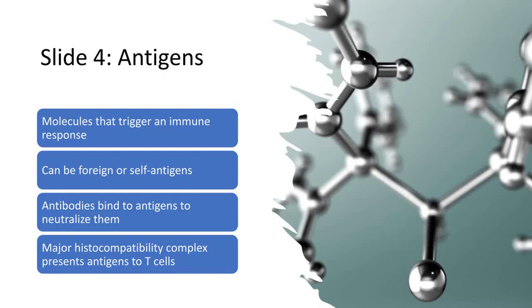Antibodies, produced by B cells, bind to antigens to neutralize them and mark them for destruction by other immune cells. Antibodies are highly specific to the antigen they target, which allows our immune system to precisely identify and eliminate pathogens. T cells, on the other hand, recognize antigens presented by major histocompatibility complex (MHC) molecules on the surface of cells. This process is important in cell-mediated immunity, where T cells directly attack infected cells.